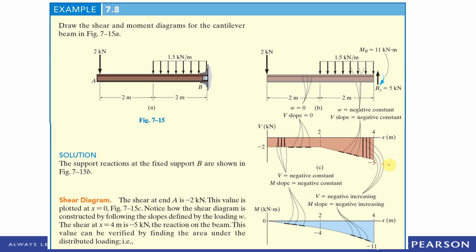From between here and here, it changes. So the slope, W is a negative constant, negative 1.5 kilonewton meters. The slope of this would be negative 1.5 kilonewton meters. We're going from negative 2 to negative 5 over 2 meters. So the slope is negative 1.5. So there's your shear moment diagram.